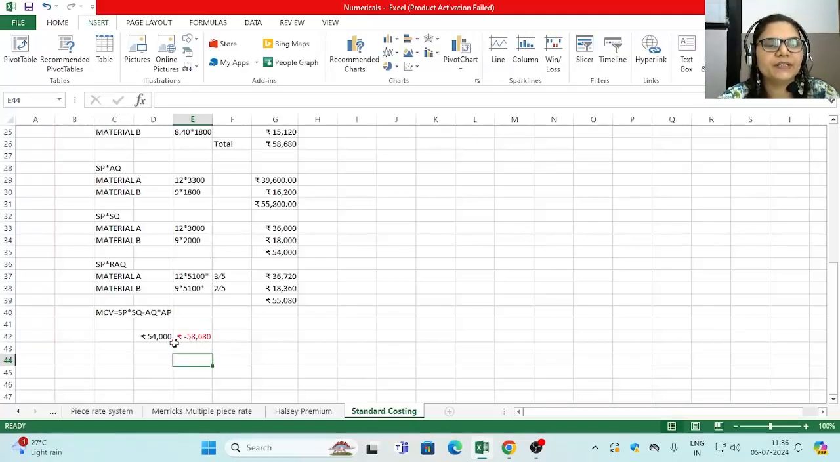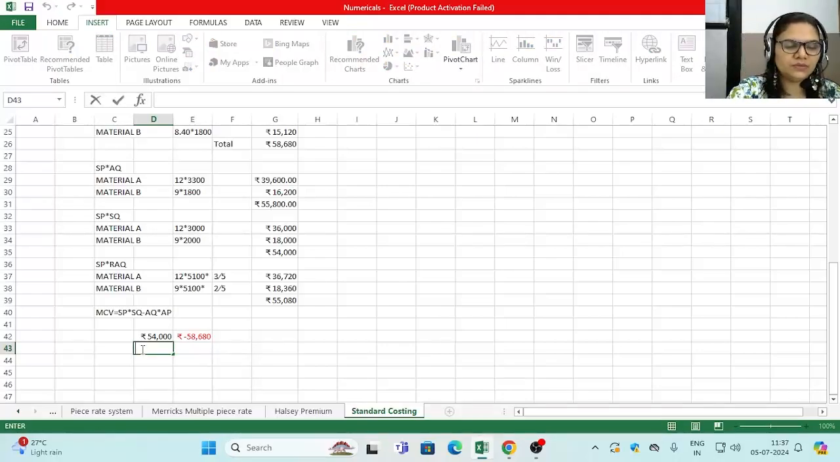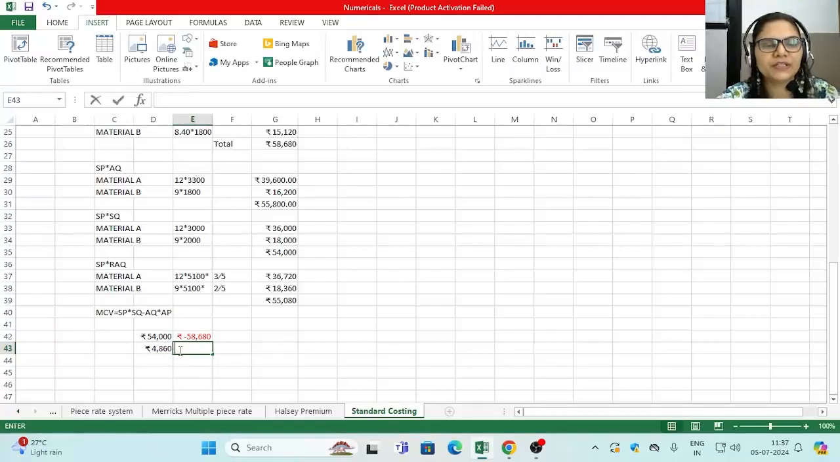I think that is pretty understood. Now after deducting this value, it is showing in red because this value is greater than this value, and it will be 4680. After calculation, the answer will be 4680, and this is a minus figure. So naturally, as we have discussed in our previous class, when the minus figure is coming, we will write adverse in front of that particular variance.